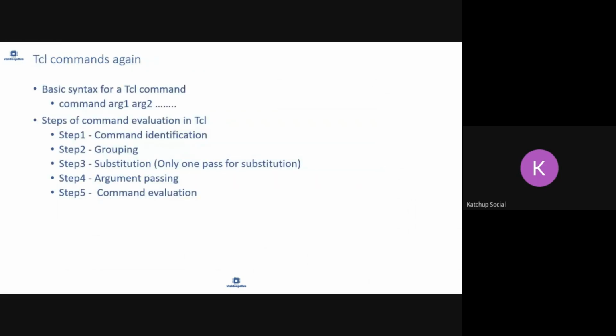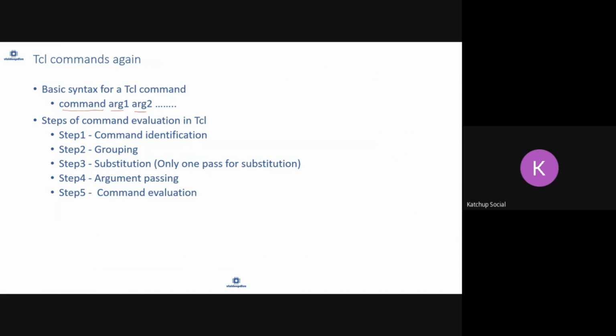Okay. Now coming back to Tcl commands again, right? We have seen what a typical command syntax is. Typical command syntax is command name, argument one, argument two. Arguments are separated by spaces. If you have spaces in your arguments and you want them to be considered a single argument, you have quotes and curly braces to group them together. Now let's see how Tcl interprets a command when you give it one. Okay, how Tcl understands it. So what are the steps of command evaluation in Tcl?